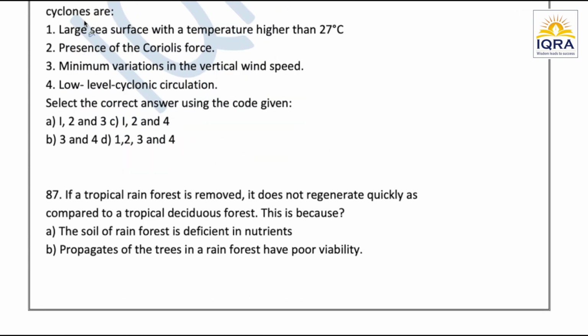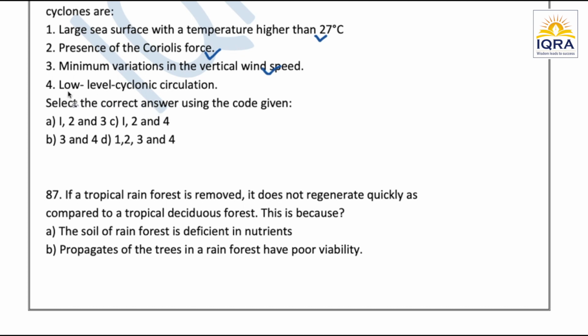Moving on to the next question, question number 86. The conditions favorable for the formation and intensification of a tropical cyclone are. ट्रॉपिकल साइक्लोन्स के लिए conditions क्या क्या होती हैं वो पूछा हुआ है. Condition 1 is large sea surface with temperature higher than 27 degrees Celsius is required. Yes, यही temperature चाहिए होता है. Second is presence of Coriolis force is must. Of course, वरना spiraling कैसे होगा. Third statement, minimum variation in vertical wind speed. Definitely this is required क्योंकि अगर ऐसा नहीं होगा तो cloud formation will not occur ना.